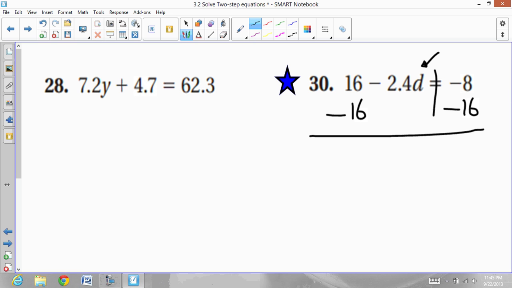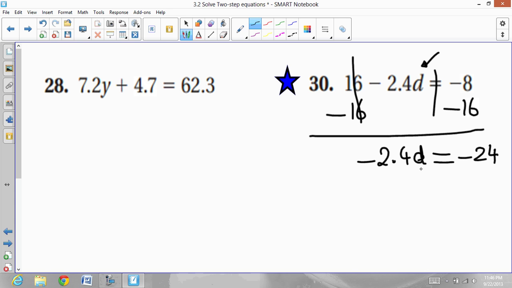Put a line, make sure that you have every single step copied down. 16 and negative 16 cancel out because they become a 0. So now all I'm left with is negative 2.4d. Make sure that you bring the equal sign. Negative 8 combines with negative 16. See the word that I'm using over and over again. I am combining a negative 8 with a negative 16 to give you a negative 24.